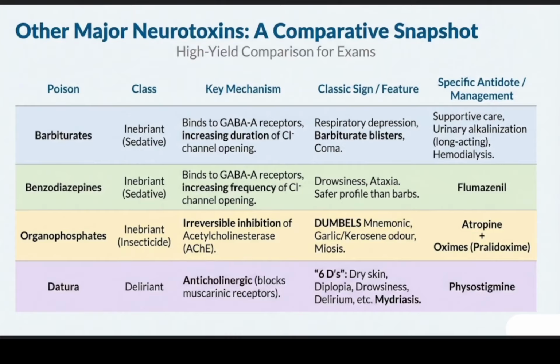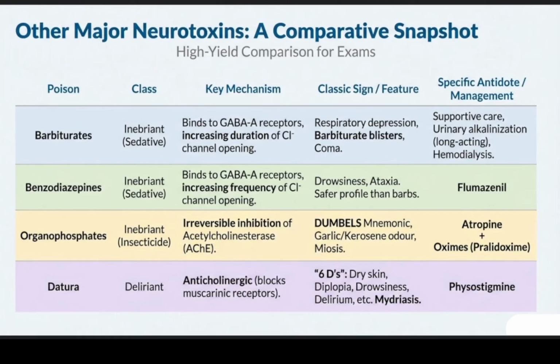Organophosphates, again inebriants, those are the insecticides. Here remember that there is an irreversible inhibition of acetylcholinesterase. Okay, there is going to be garlic kerosene odor, miosis. Atropine and oxime are the antidote.